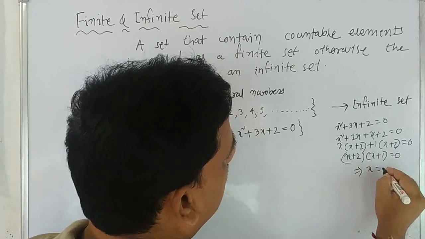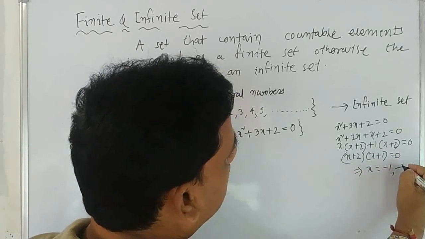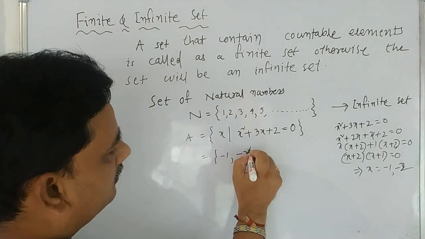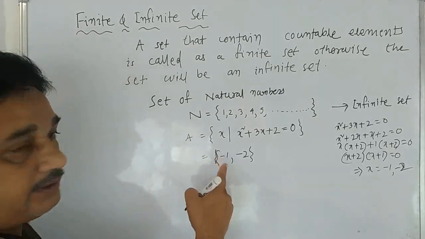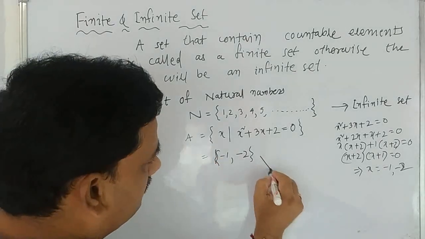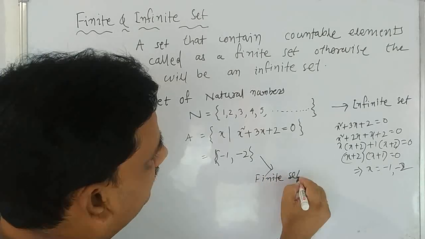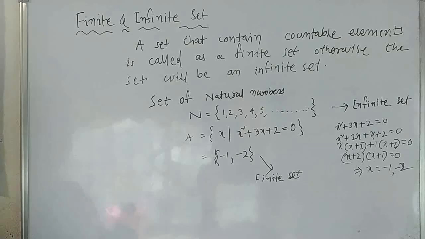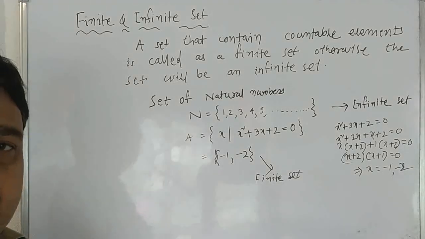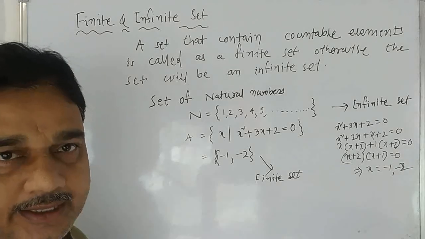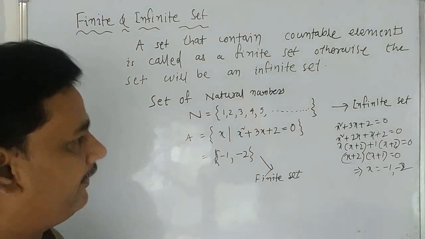This implies x is equal to minus 2, minus 1. So this is minus 1, minus 2. Okay. So it contains two elements. You can count it. So this is a finite set. A set that contains countable elements is called a finite set. If the set contains uncountable numbers, which you cannot count, then it is called an infinite set.